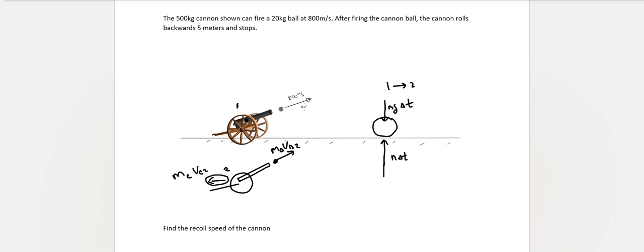I want to spend some time talking about what's happening while the cannonball is being accelerated down the barrel. I'm talking about that 100th of a second where the cannonball is changing velocity from 0 meters per second to 800 meters per second. Let's talk about that time frame. This is my super rough picture of the cannon. I pretty much just drew the wheels because that's all that's really relevant here.